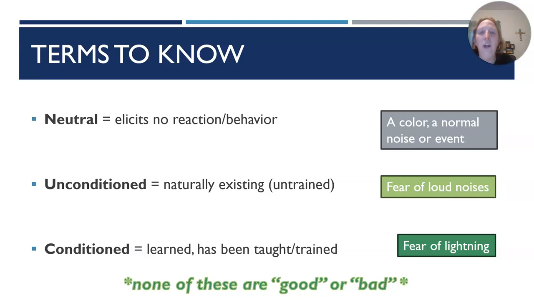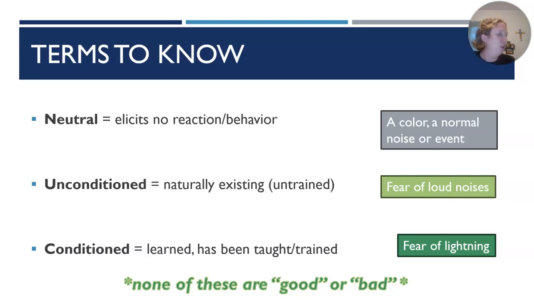And then conditioned. Learned, has been taught, or trained. Let's talk about the fear of lightning. Write that down. Actually, I'm going to talk about that on the next slide. So for the moment, that is conditioned, it is learned. You have to learn to be afraid of lightning. More on that in a second. All of these words in this chart are not good or bad. It's not about this is a good thing to do or a bad thing to do. This is the right thing to do. This is the wrong thing. These are just definitions that we're going to be using over the next 3 or 4 lectures, and so they're just words.